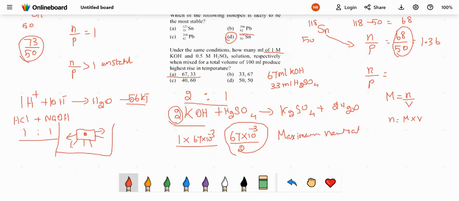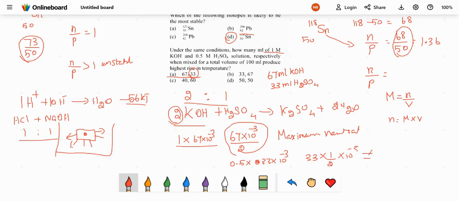But what they have taken is only 33 ml. Let us check the number of moles here. So the exact amount that they have taken will be the number of moles: 0.5 into 33, that is 33 into 10 to the power minus 3. How can I write this one? 33 into 1 by 2 into 10 to the power minus 3.